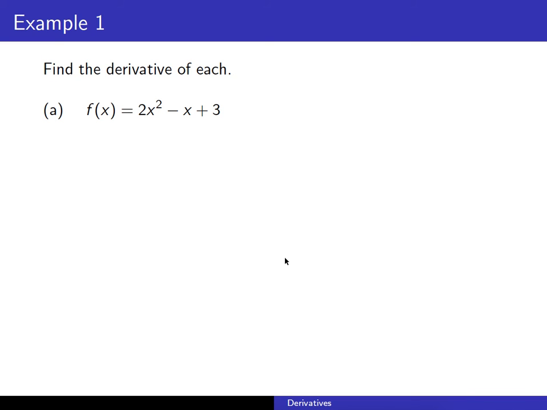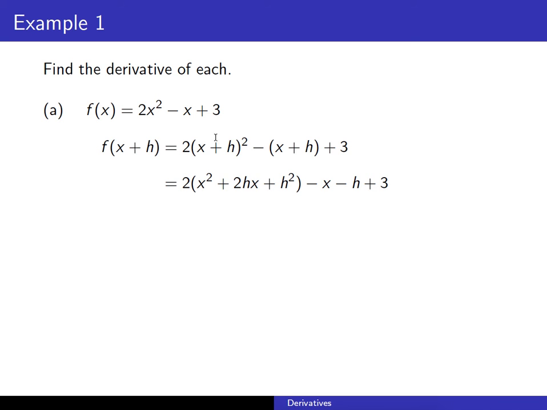All right, so example 1, find the derivative of each. We have f of x is 2x squared minus x plus 3. We're going to start by finding the difference quotient, and we're going to break that up into 3 steps like we did in the past. And then once we find the difference quotient, we'll look at the limit as h approaches 0 of that result. So first up, plugging in an x plus h into our function. That's a composition of functions.